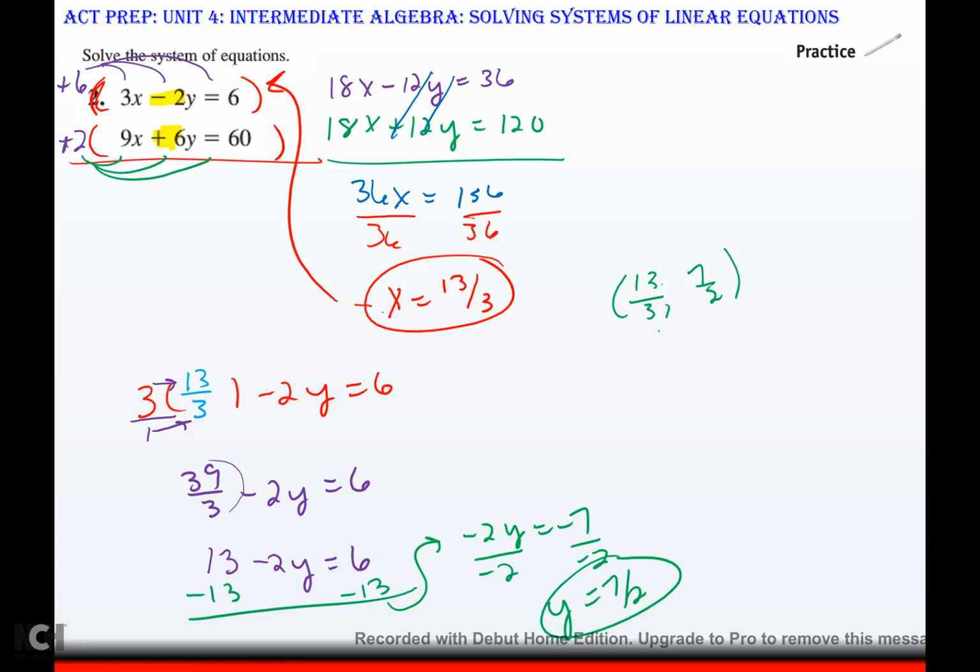And again, checking in their book, they wrote it as mixed numbers. So they wrote this one as 4 1/3, and this one as 3 1/2.